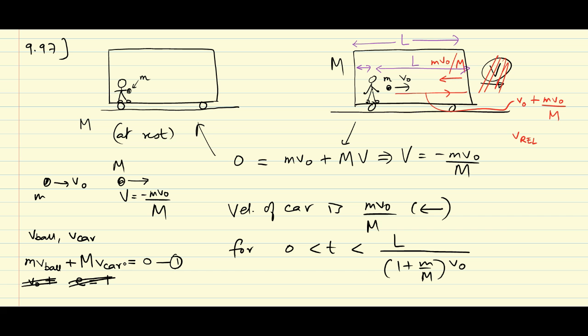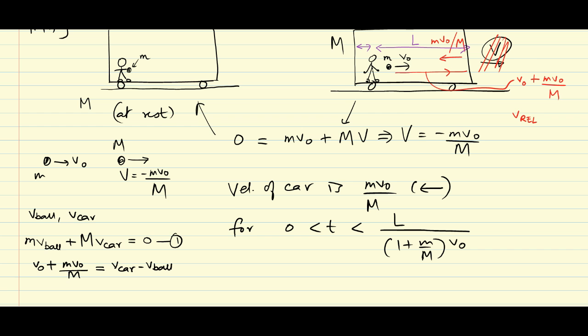So the speed at which they are approaching each other must equal the speed at which they separate. Speed at which they are approaching, already calculated, the relative speed is v0 plus m v0 divided by capital M. That's the speed at which they are approaching each other, and the speed at which they will separate from each other is going to be v car minus v ball. That's going to be my second equation. But let me explain something.